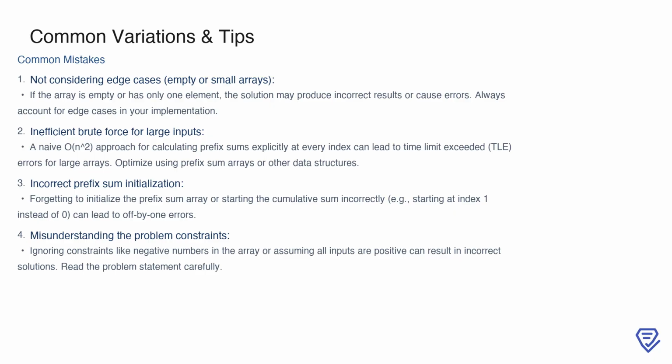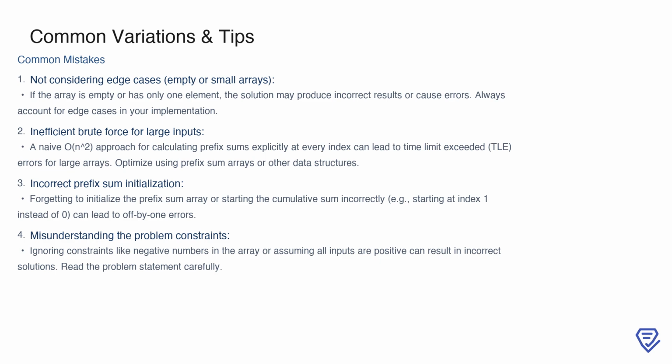First, failing to handle edge cases like empty arrays or arrays with only one element can either crash your program or lead to incorrect results. Always ensure your implementation accounts for these scenarios. Next, relying on a brute force approach to calculate prefix sums for every possible subarray can become highly inefficient for large inputs, often resulting in time limit exceeded errors. Instead, you should explore optimized methods like using a dedicated prefix sum array to reduce redundant computations.